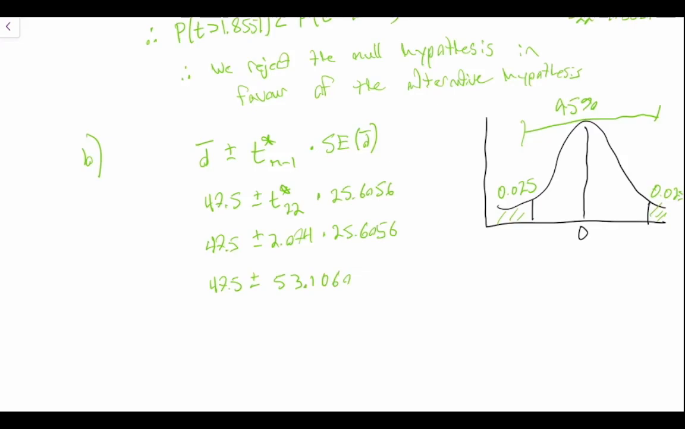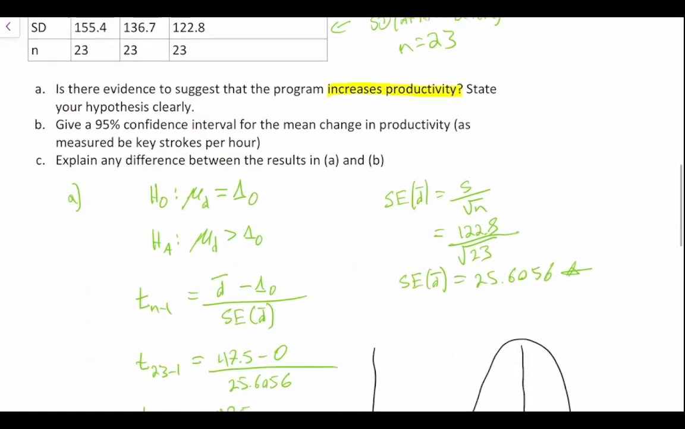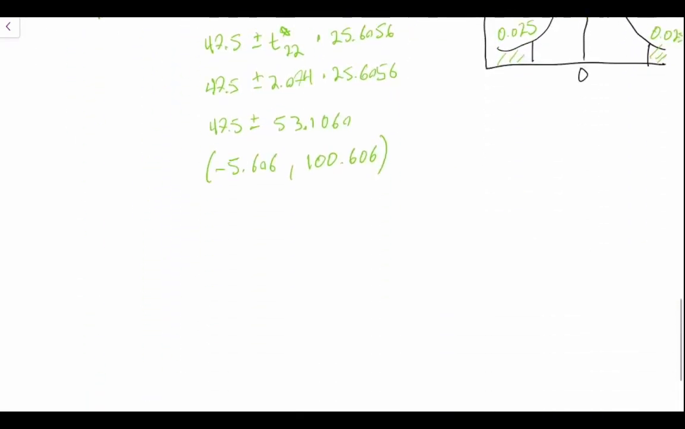So 47.5 minus 53.1060 gives us negative 5.606, and 47.5 plus 53.1060 gives us a value here of 100.606. So that is our 95% confidence interval. Okay. And then question C here says, explain any difference in the results of A and B.